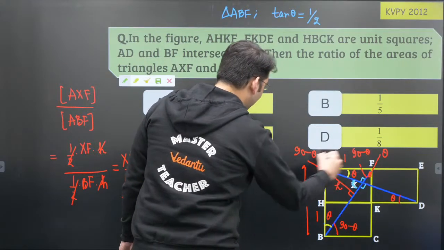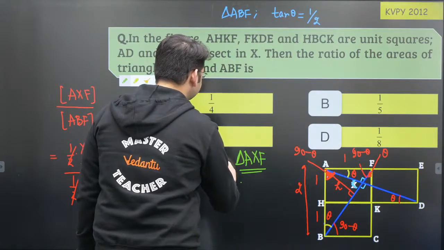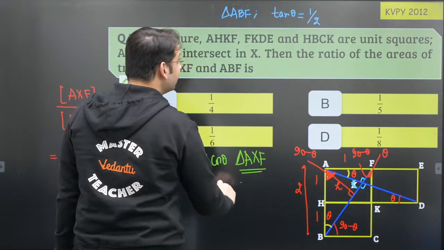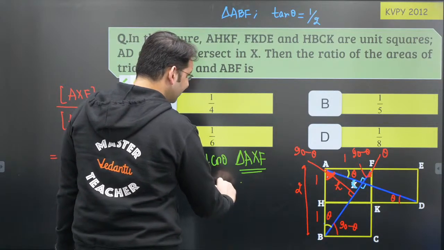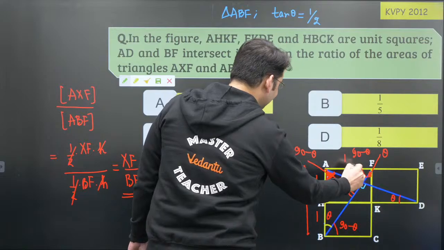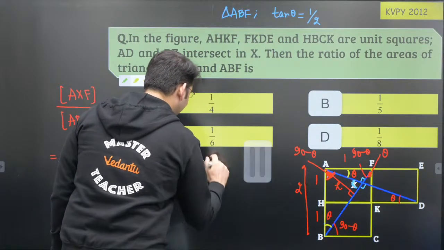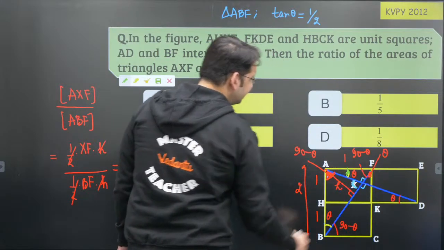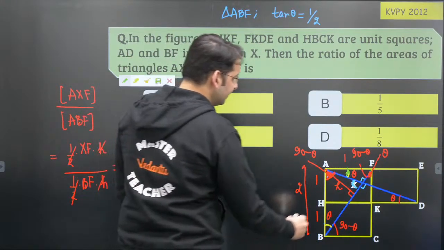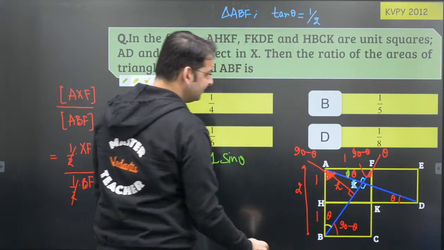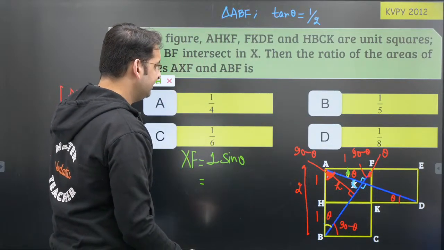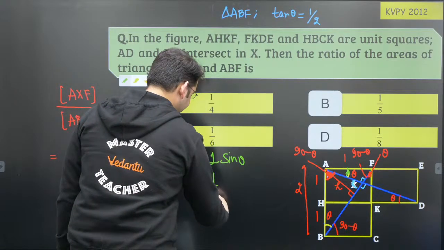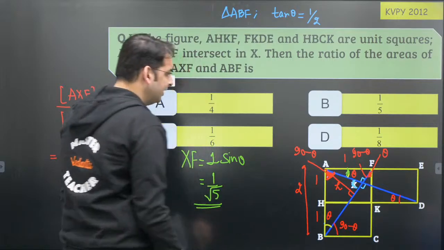1, it will be 1 cos theta. So XF will be 1 into cos theta, where tan theta is 1 by 2. Oh, sorry, it will be 1 into sin theta, not cos theta. 1 into, this is theta, right? So XF will be sin theta because XF is perpendicular, this angle is 90 degrees. So 1 into sin theta. So tan theta is 1 by 2, so sin theta would be 1 upon root 5. So XF is 1 upon root 5.